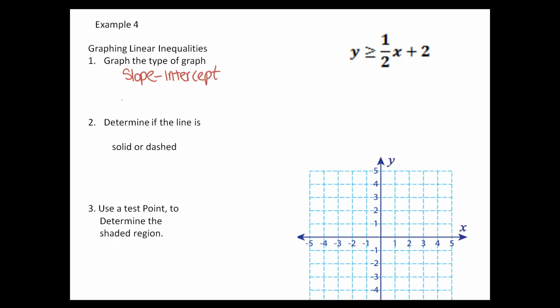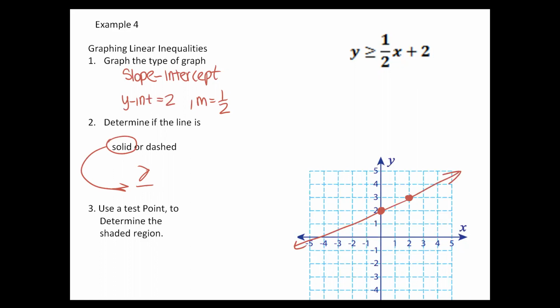I'm going to get my y-intercept, or my b in this case, is going to be 2. My slope in this case will be 1/2. Let's graph our 2 points. I'm going to go up 2 for my y-intercept. From there, I'm going to go up 2 over 1 for my slope. In this case, my inequality is greater than or equal to, so I know my line is solid. So I'm going to graph my line through this right there.